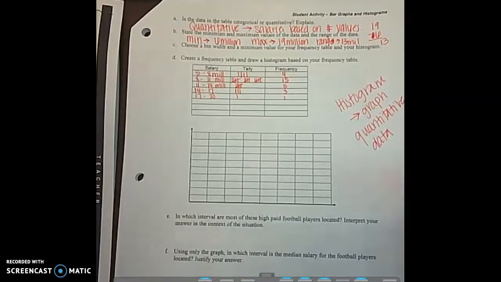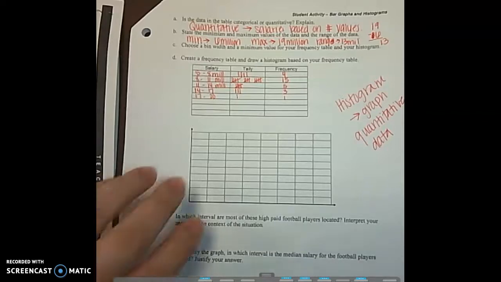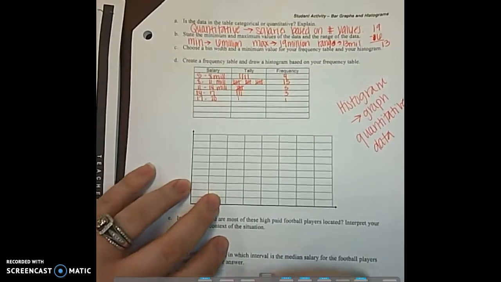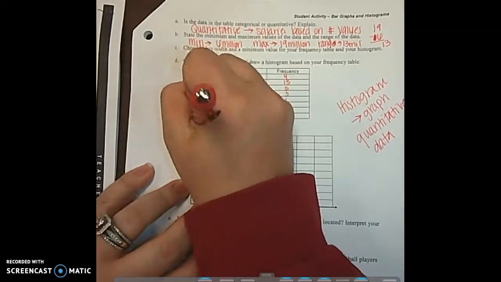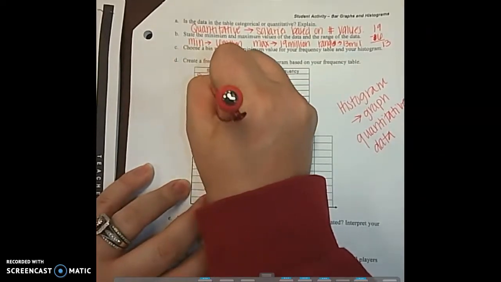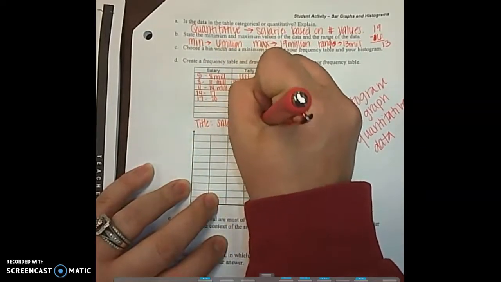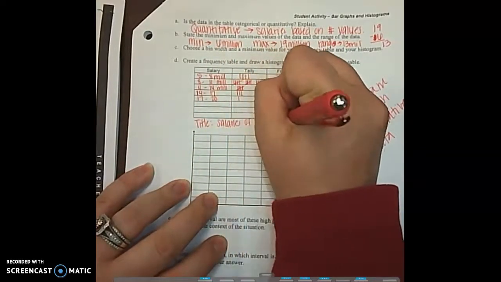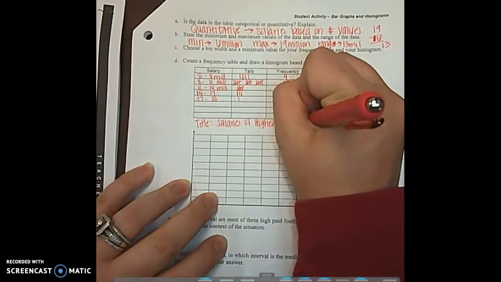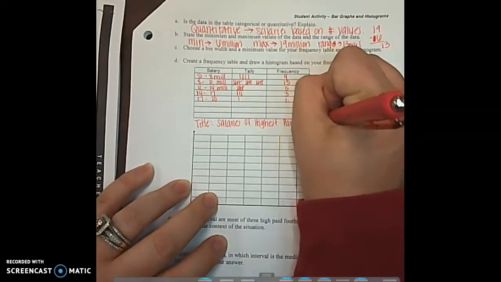All right, so let's graph this data. So the first thing that we're going to do is we are going to give our graph a title. So based off all the information that we have, we're going to name it salaries of highest paid football players.